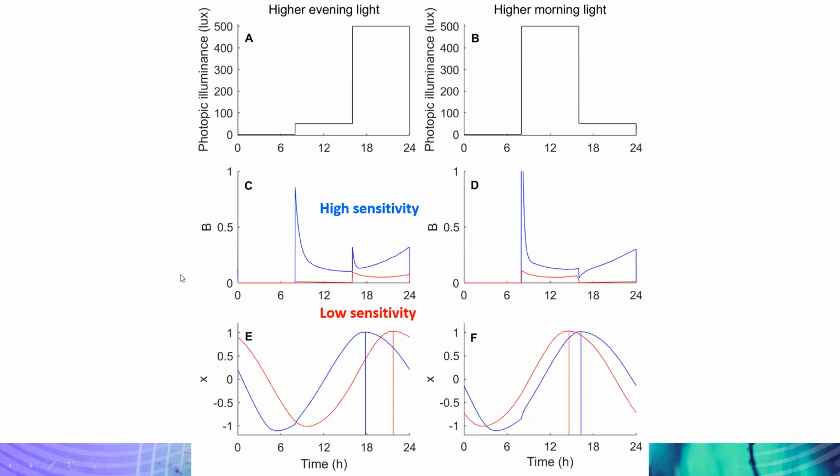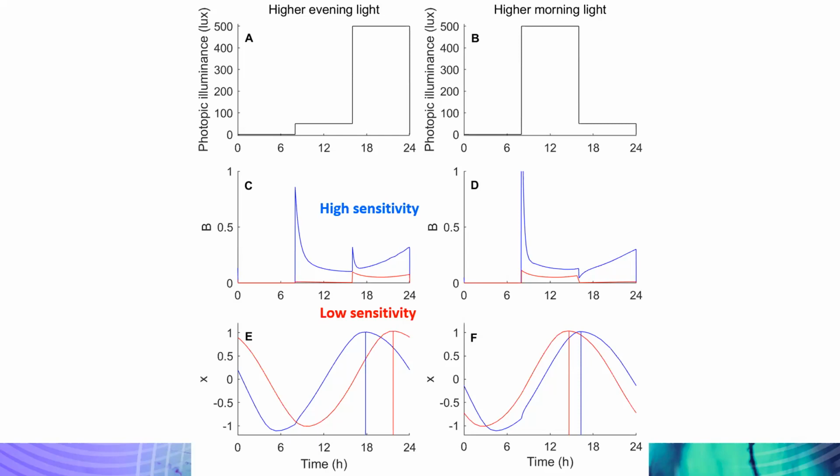In those middle panels, we're looking at the photic drive into the model. And you'll see for the individual who has high sensitivity, both the daytime light and the evening light are enough to activate the system because it has this very highly sensitive dose response curve. The difference in the light levels is not so important because we're near saturation even at the lower light level. Whereas when you've got lower light sensitivity, the model isn't affected by that lower light level early in the day, and it is affected by the light level later in the day.